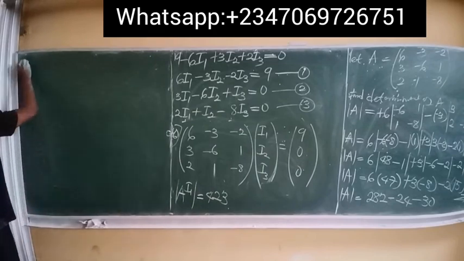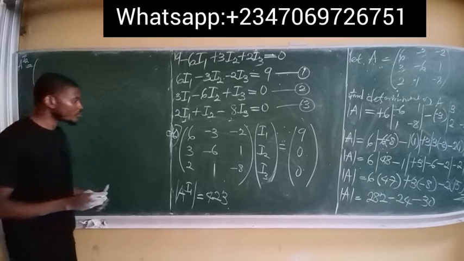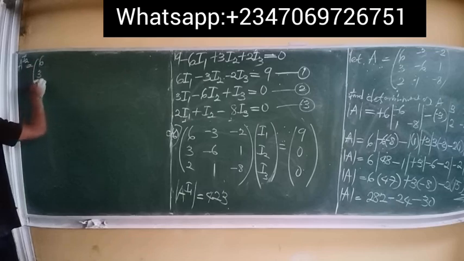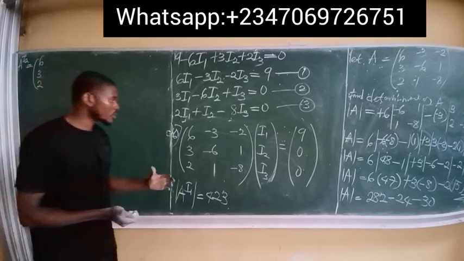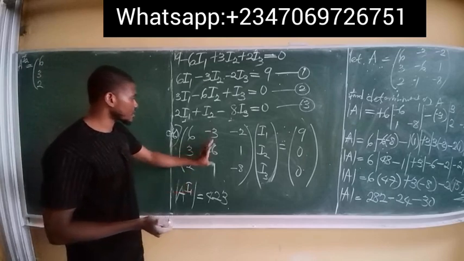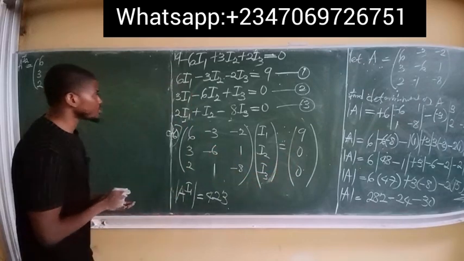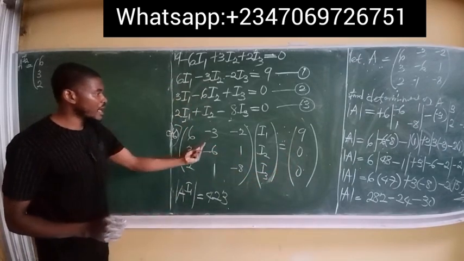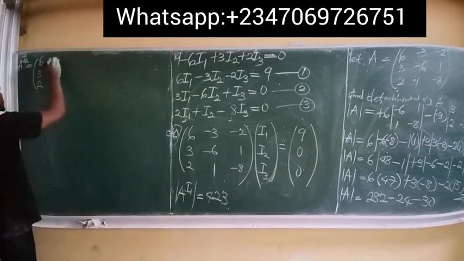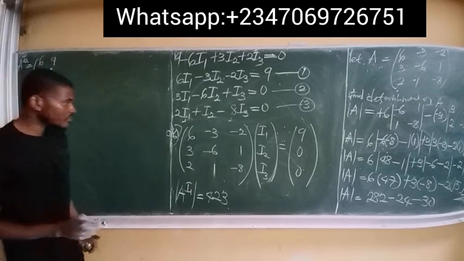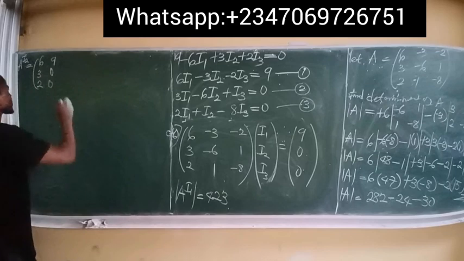All right, so the second matrix is simply AI2, and that's equal to the same thing. We have the values for the first column, 6, 3, 2. Now, on the second column, we simply replace everything in the second column by what? The values of the constant, 9, 0, 0. Because this is the second column, the column for I2. So we simply replace it with 9, 0, 0. And then the values of the third column, minus 2, 1, minus 8.